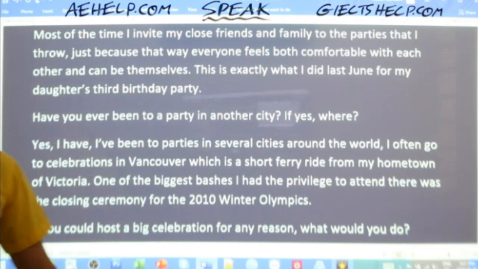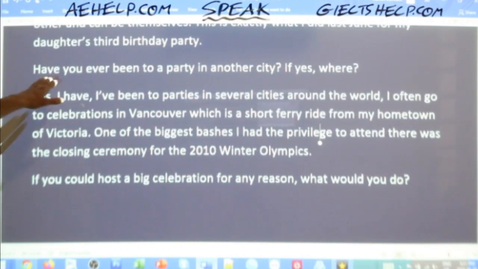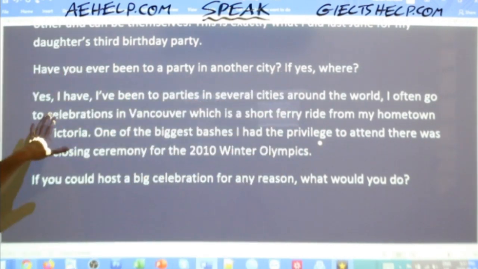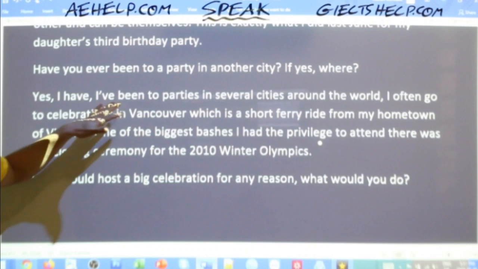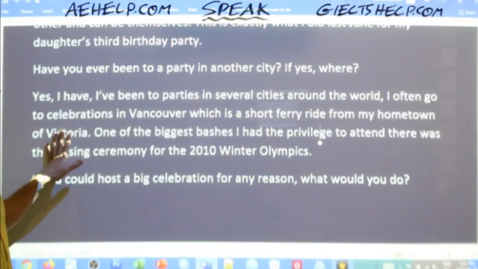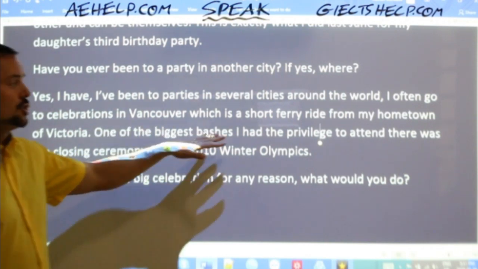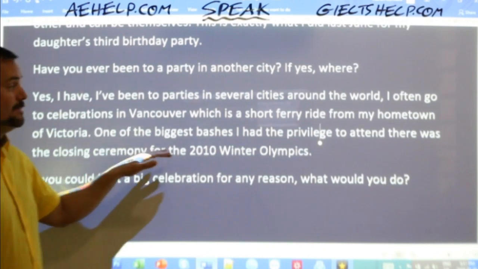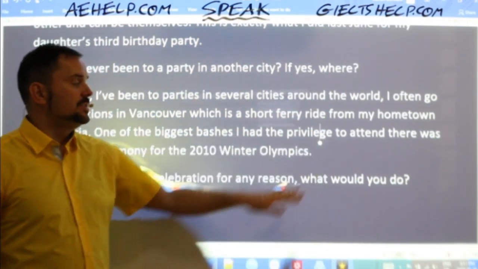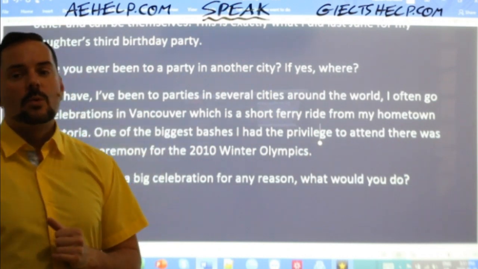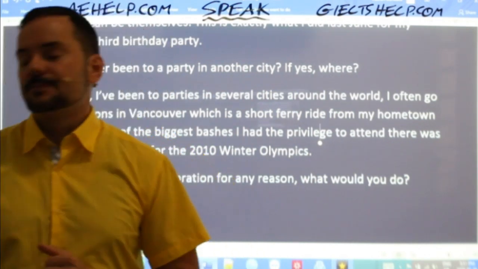Here we go. Repeat after me. Have you ever been to a party in another city? If yes, where? Yes, I have. I've been to parties in several cities around the world. I often go to celebrations in Vancouver, which is a short ferry ride from my hometown of Victoria. One of the biggest bashes I had the privilege to attend there was the closing ceremony for the 2010 Winter Olympics. All right.